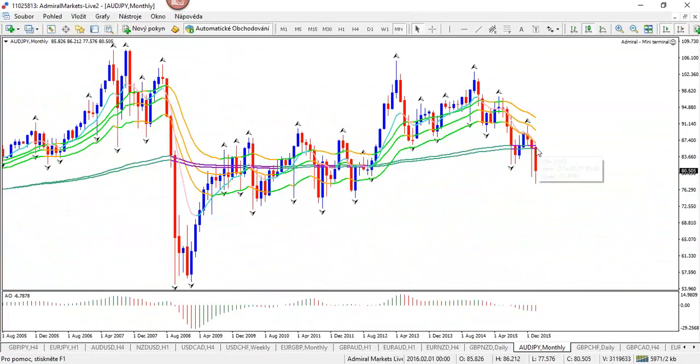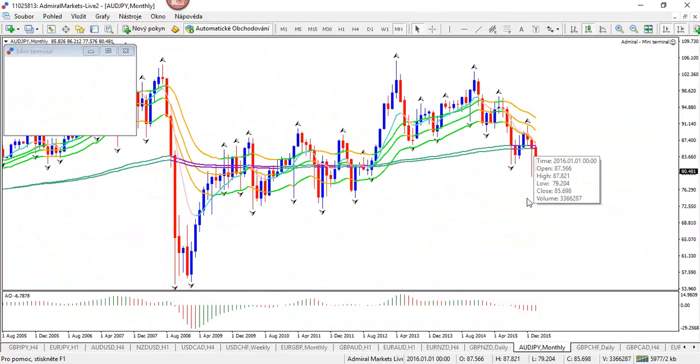So let me take a look at this. We've got a monthly pair being squeezed between these moving averages. In fact, momentum is down though.